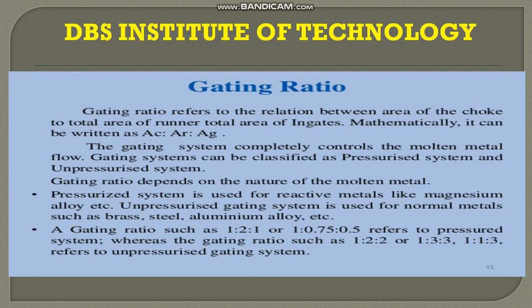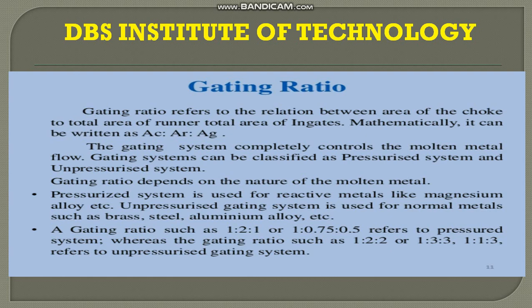Gating systems can be classified as pressurized system and unpressurized system. Gating ratio depends on the nature of the molten metal. The pressurized system is used for reactive metals like magnesium alloys, etc. The unpressurized gating system is used for normal metals such as brass, steel, aluminum alloy, etc.